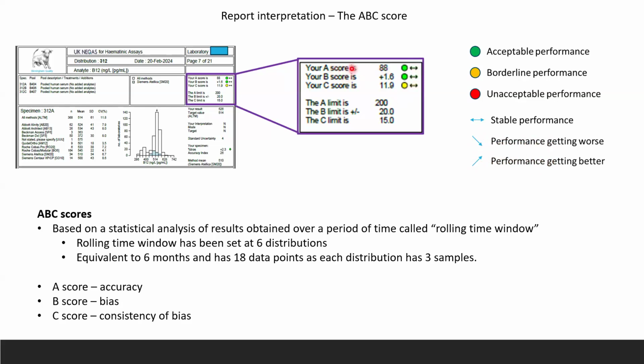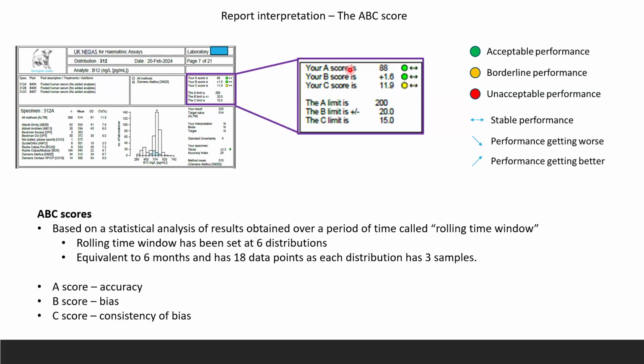So now to go to the A score, and what is this? It refers to the accuracy of our method, and it represents the total error, and it tells us on average how good our performance is. As I said previously, it's calculated from the specimen percentage bias, and it's transformed by using a degree of difficulty factor. And being a transformed number, the A score is comparable across different analytes. The lower the A score, the better, and scores between 0 and 100 are considered acceptable. 100 to 200 are borderline, and those above 200 show unacceptable performance.